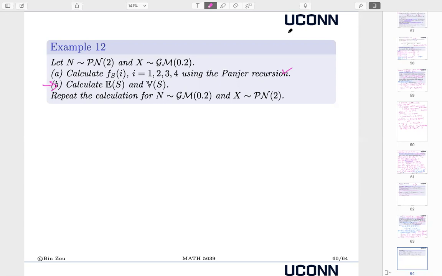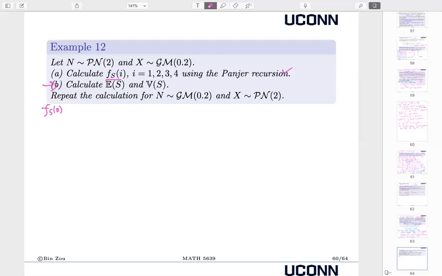Here I do have one example. I'd like to show you how to apply the Panjer recursive formula to figure out the corresponding probabilities of the compound distribution S. So again, what we want to calculate is S. Usually the starting point is easy. The starting point is 0.